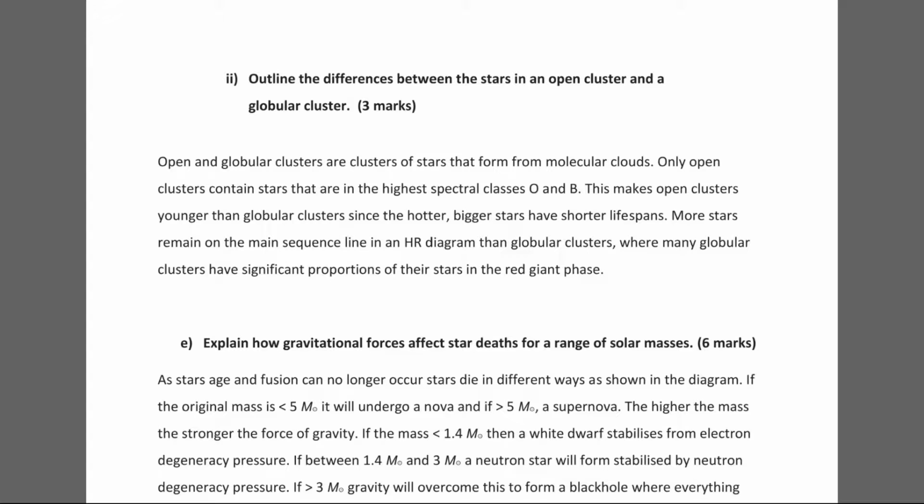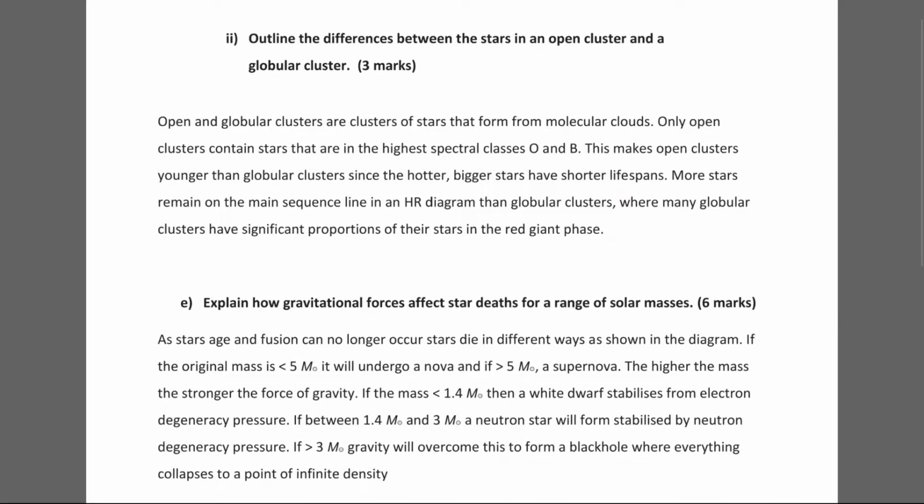Part 2 asks, outline the differences between the stars in an open cluster and a globular cluster. This is a 3-mark question. So we describe them, and we're going to talk about them a bit. Open and globular clusters are clusters of stars that form from molecular clouds. Only open clusters contain stars that are in the highest spectral classes O and B. This makes open clusters younger than globular clusters, since the hotter, bigger stars have shorter lifespans.